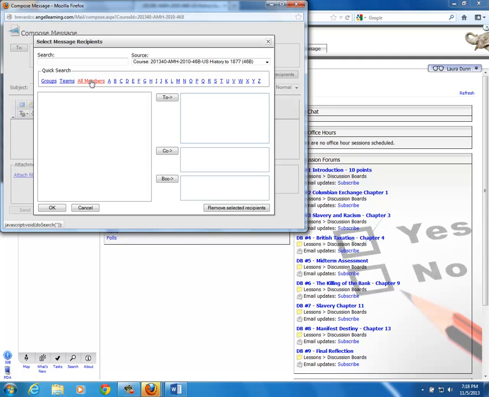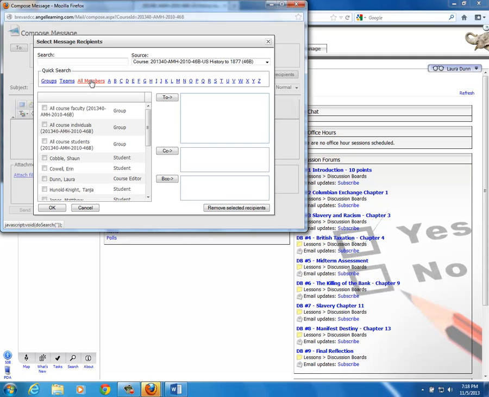That's it right there, yeah, that's the same. So you can go all course faculty, or you can go here and just put my name in, either one of them. But you gotta make sure that you click the two buttons so it comes up here.